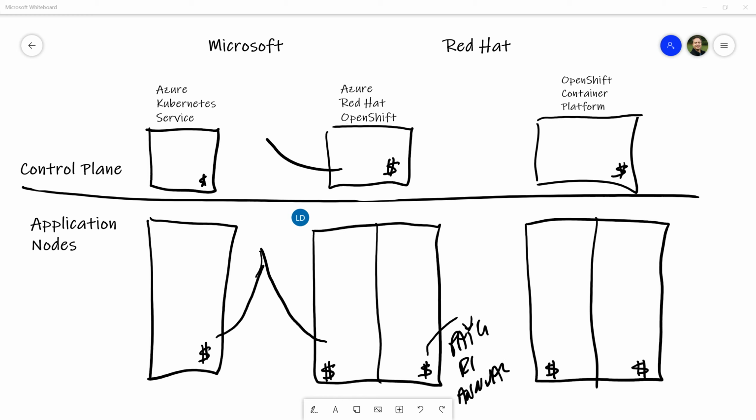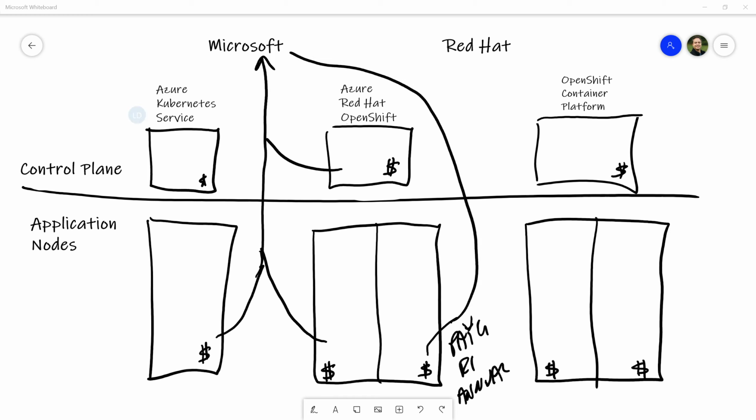So this is up to you. You can just do an hourly rate until you know you want to go into production, and then you can switch over to annual, which is a very significant savings. So all of this, you pay direct to Microsoft on your enterprise agreement or however you want to do it.